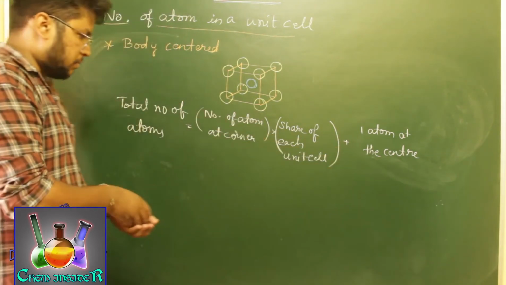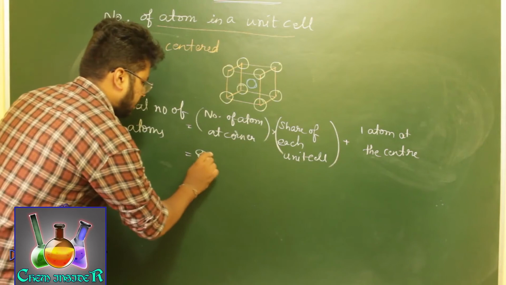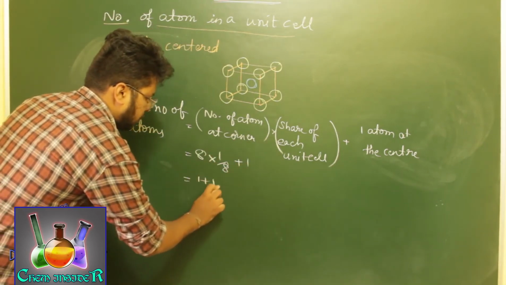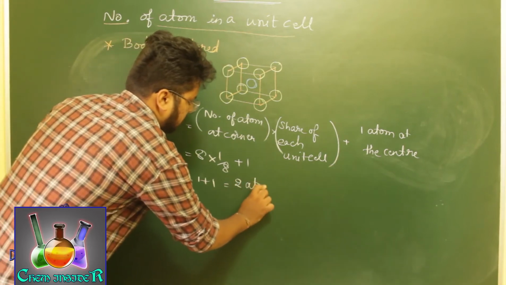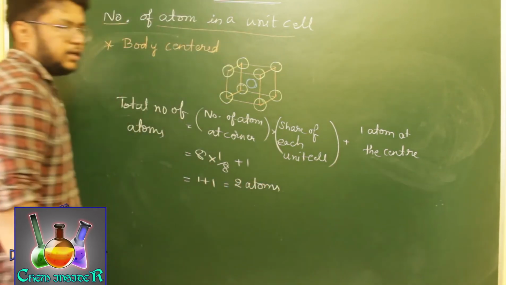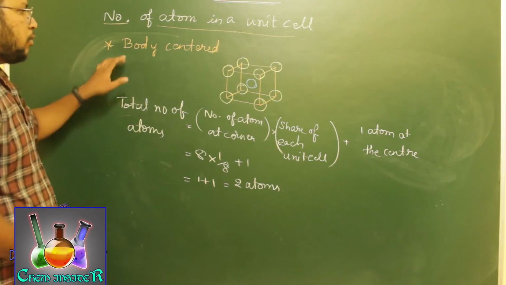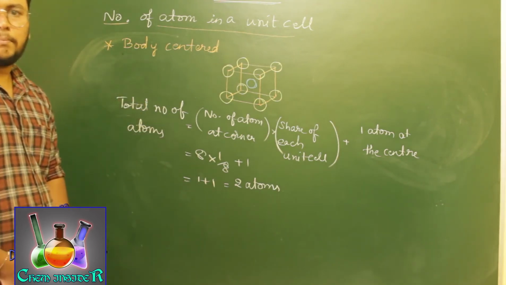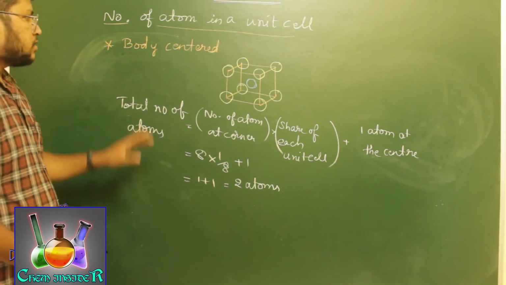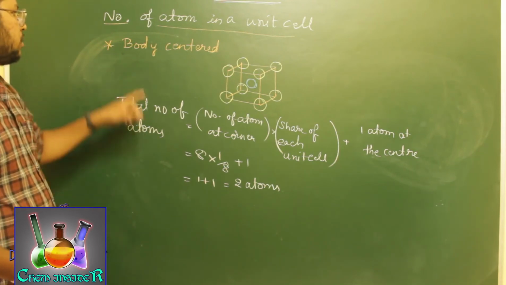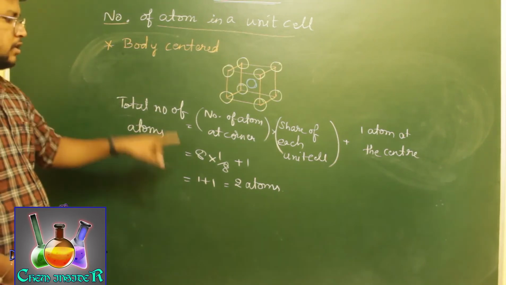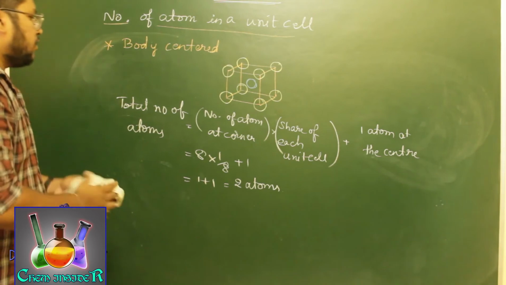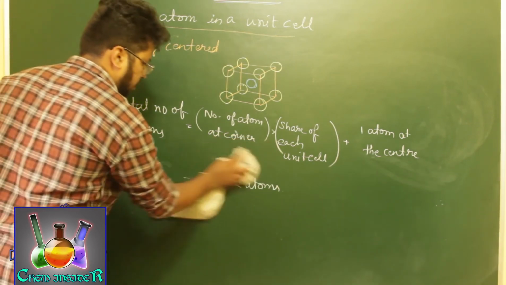So now simplifying, we will get 8 into 1 by 8 plus 1, so that will be 1 plus 1, giving 2 atoms per unit cell of body centered. So that means a body centered unit cell has 2 atoms in it by volume. So in terms of atomic volume, a body centered unit cell carries 2 atoms in it. Next we will discuss the last one, face centered unit cell. I will leave this formula like this itself.